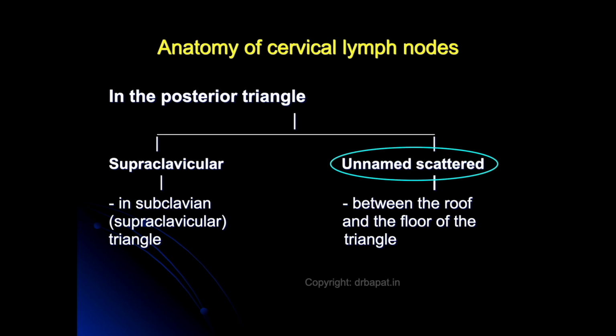And then there are multiple unnamed scattered nodes lying between the roof and the floor of the posterior triangle. The roof is formed by the investing layer and the floor by the prevertebral layer of deep cervical fascia. Without a detailed knowledge of anatomy, it is neither possible to do a clinical assessment nor possible to operate confidently. Clinical assessment means physical examination, interpretation of findings, and drawing an inference.